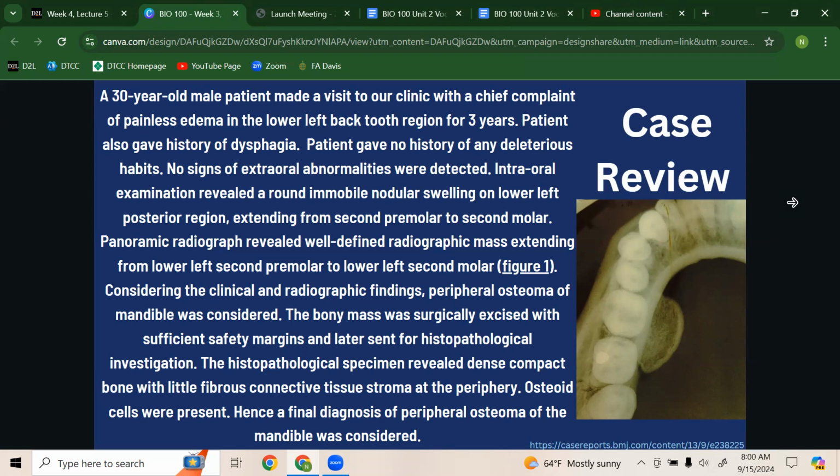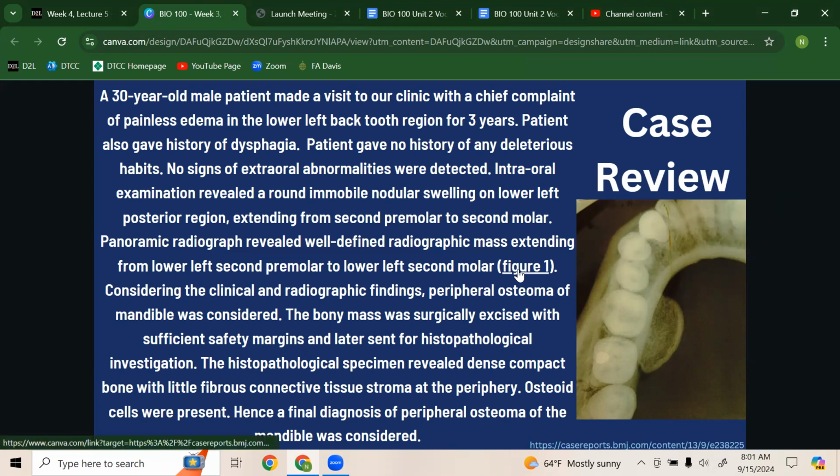The histopathological specimen revealed dense, compact bone with little fibrous connective tissue stroma at the periphery. Osteoid cells were present, hence a final diagnosis of peripheral osteoma of the mandible was considered.